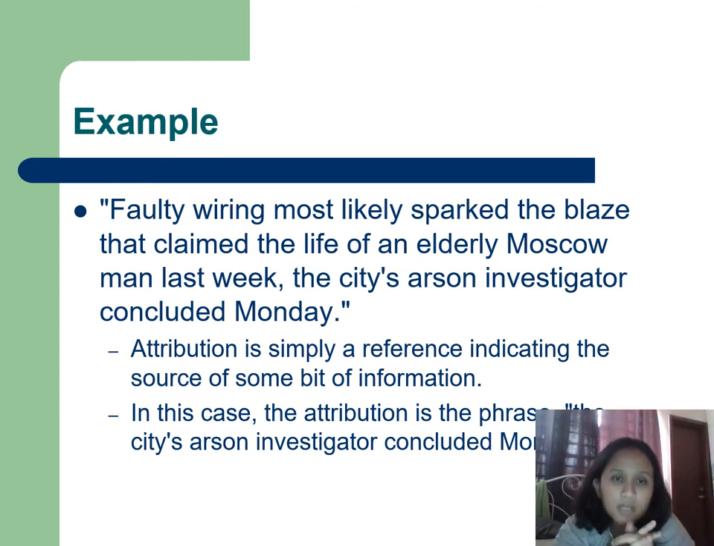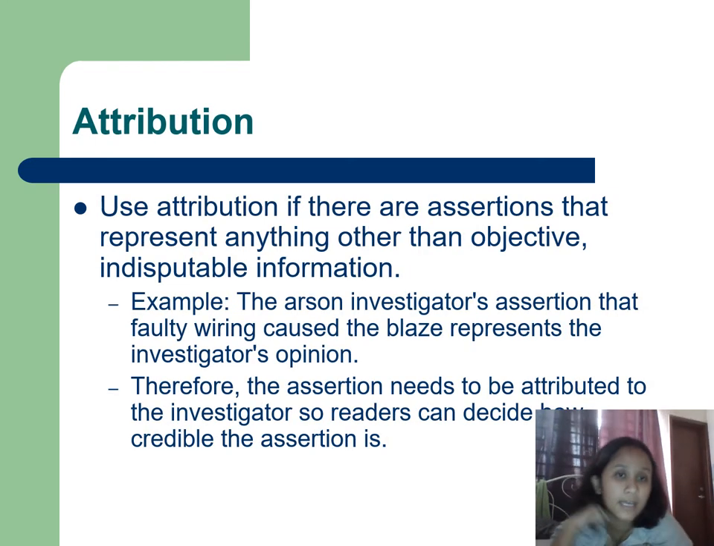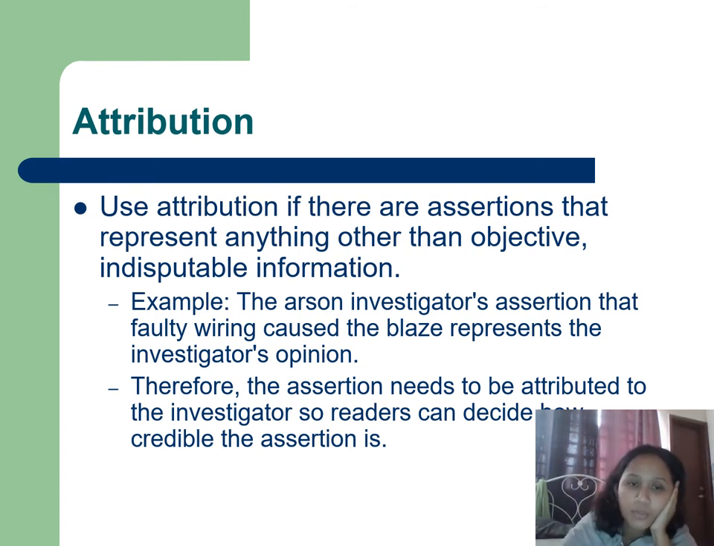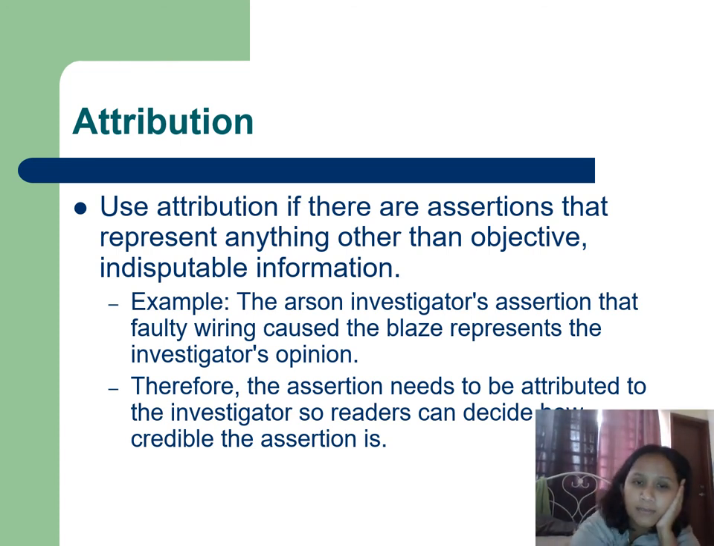For example, here, faulty wiring most likely sparked the blaze that claimed the life of an elderly Moscow man last week, the city arson investigator concluded Monday. You can also do that in certain cases. Okay, and attribution. What is attribution? Use attribution if there are assertions that represent anything other than objective, indisputable information. So, for example, why do we use the previous information, the quotation, in the first paragraph? Here, the arson investigator's assertion that faulty wiring caused the blaze represents the investigator's opinion.